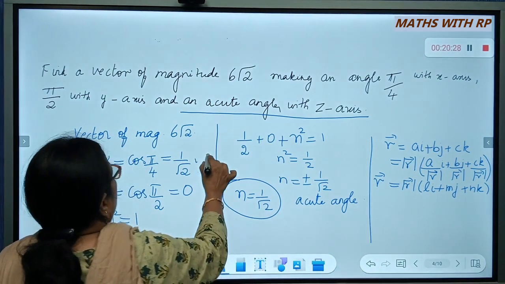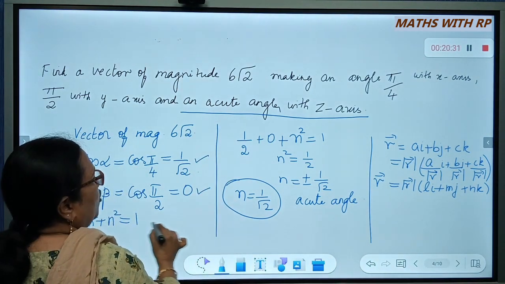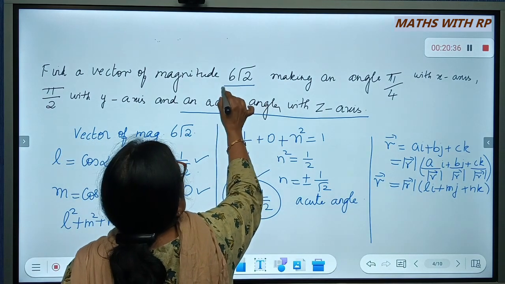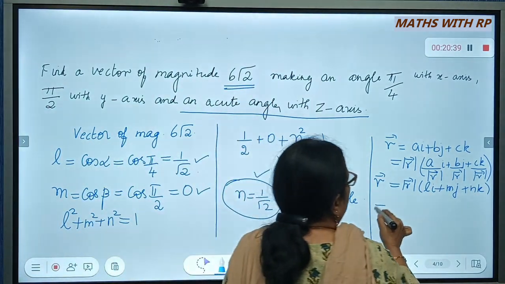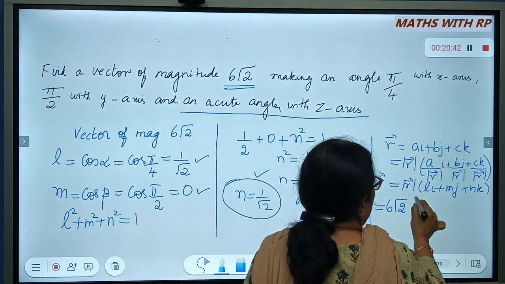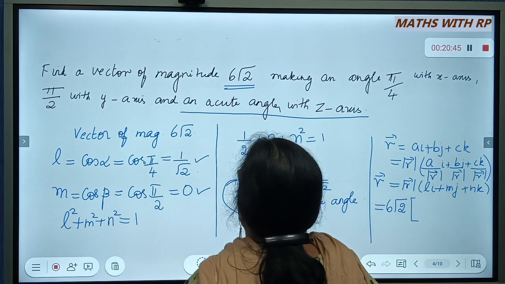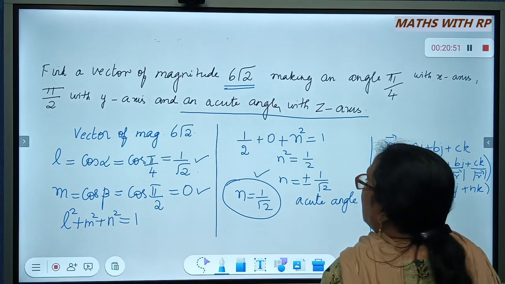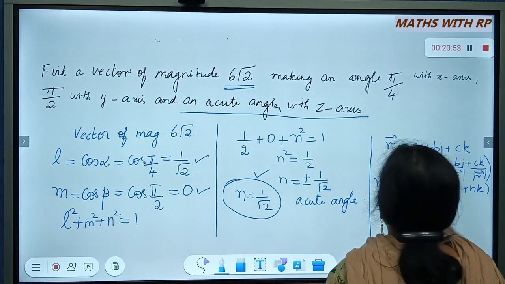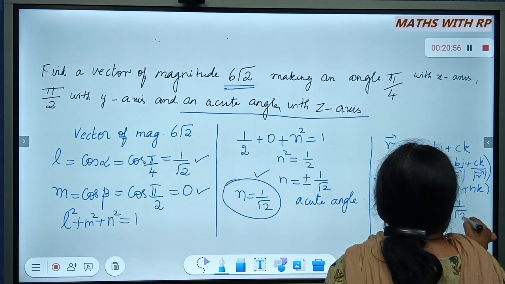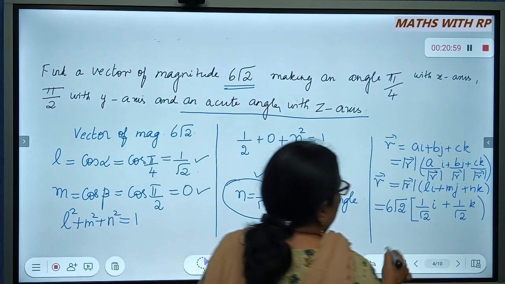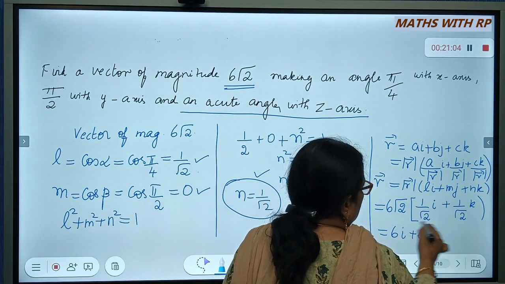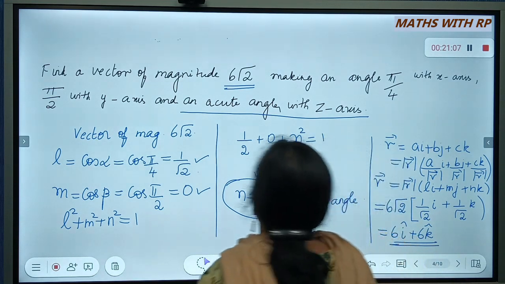Have we found what is L? Yes. Have we found what is M? Yes. Have we found what is N? Yes. And do we know what is modulus of R vector? Yes. So, R vector equal to 6 root 2 into Li. What is Li? 1 by root 2 i. M is 0 and N is again plus 1 by root 2 k. So, this gives you 6i plus 6k. So, this is your R vector.